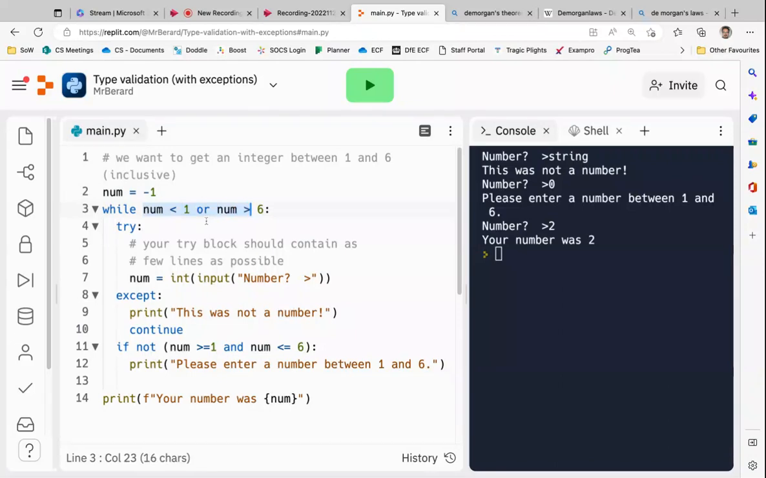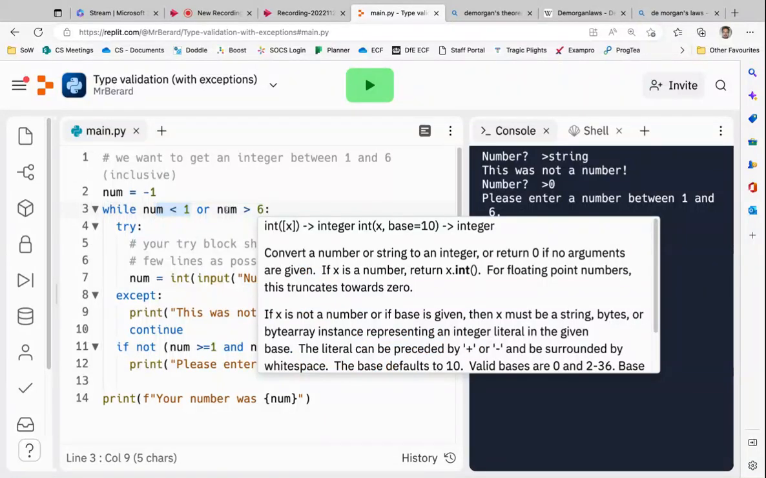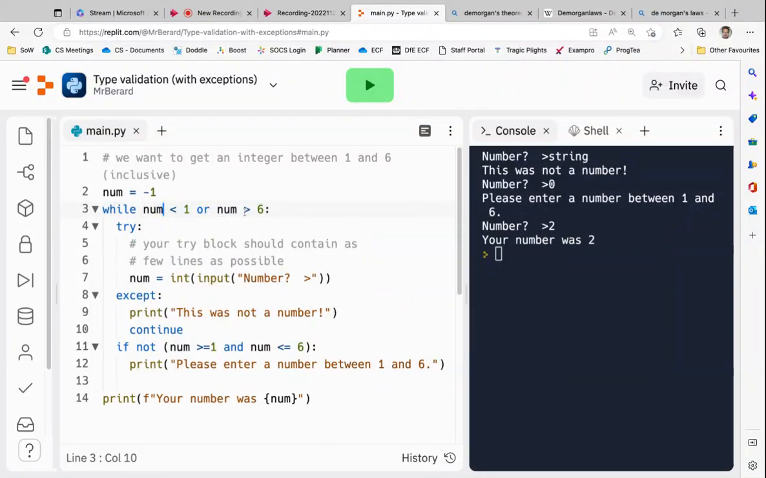You initialize to something invalid, and you loop while it is invalid. So this is an invalid number, which means it's a number that is strictly smaller than 1, or it's a number that is strictly larger than 6. So it's wrong one way, or it's wrong the other way.